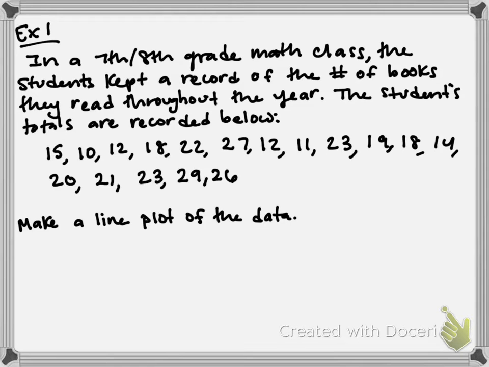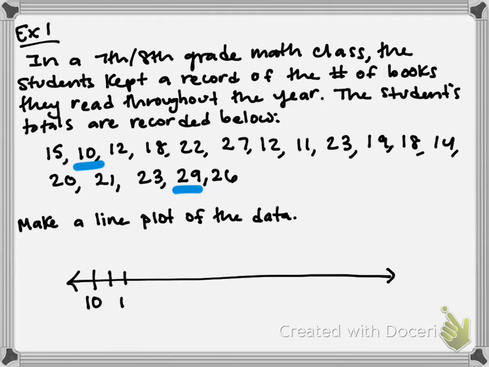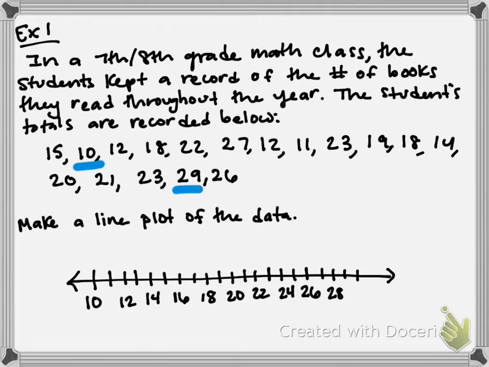All right, so first we need to figure out what numbers we're going to put on our number line. So let's see if we can find the minimum value and the maximum value. It looks like my smallest data point is 10 and my largest data point is 29. So I think going from 10 to 30 would make a good number line. We're going to start with 10, here's 12, 14, 16, 18, 20, 22, 24, 26, 28, 30.